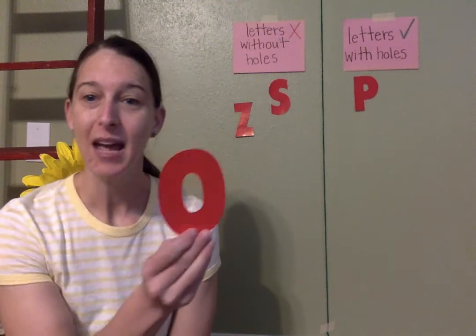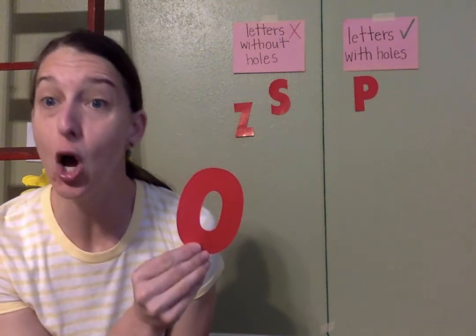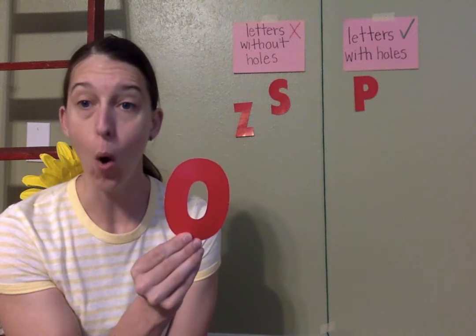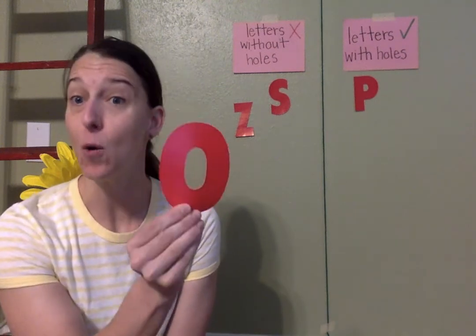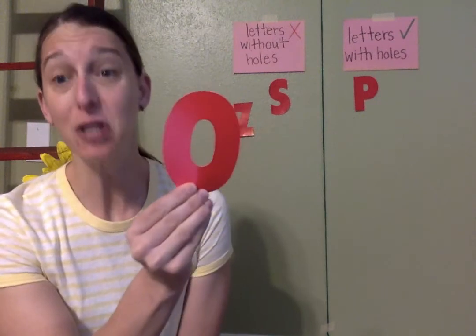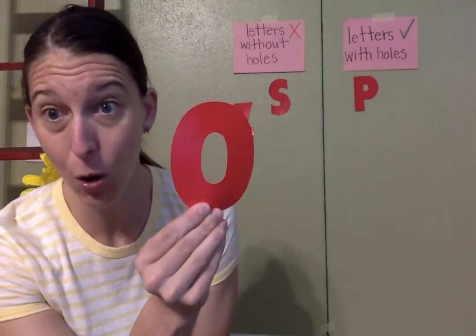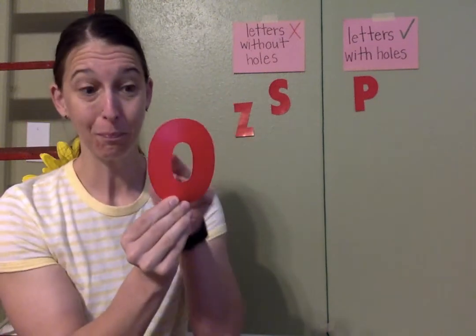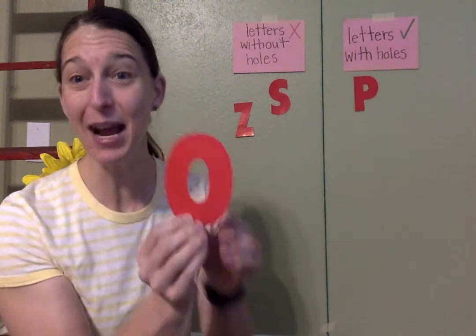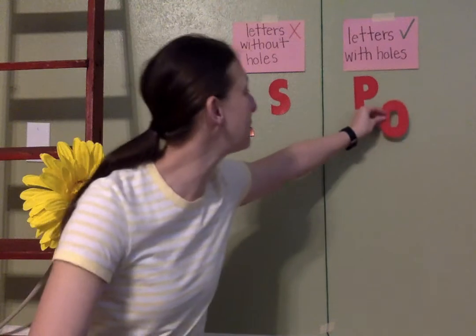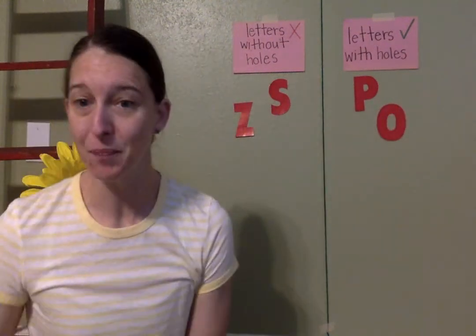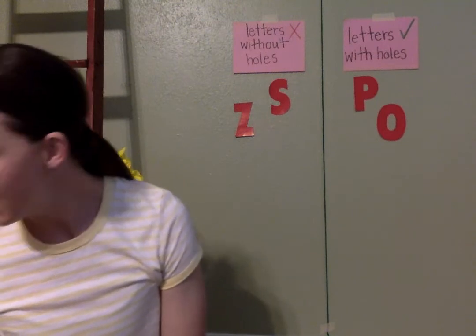Ooh. This letter is O. O says o. I'm looking at this O and it's pretty clear to me. Does O have a hole? Yes. Ding, ding, ding. O has a hole. I need to put it over here with my P. O is a letter with a hole. Let's see what's next.